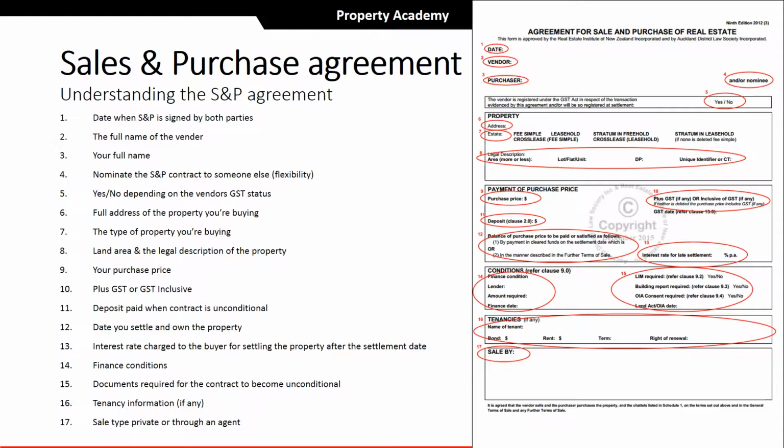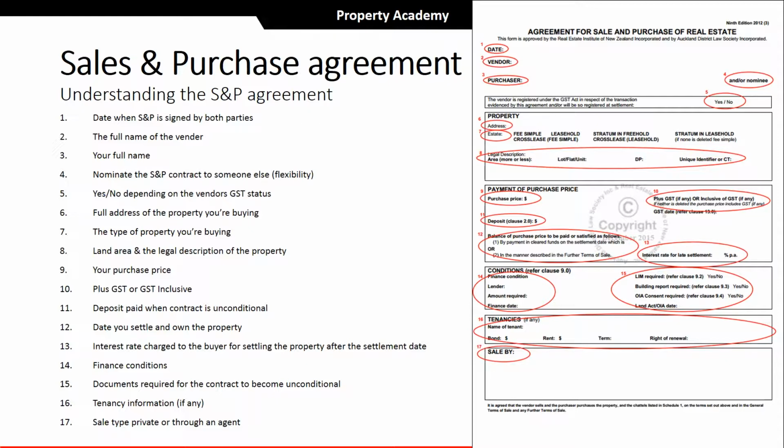Number 5, very straightforward, depending if the vendor is GST registered or not. Most properties we buy are from homeowners, often private vendors that are wanting to sell, and more often than not, they aren't GST registered, so it's always a no. That's what is often highlighted.